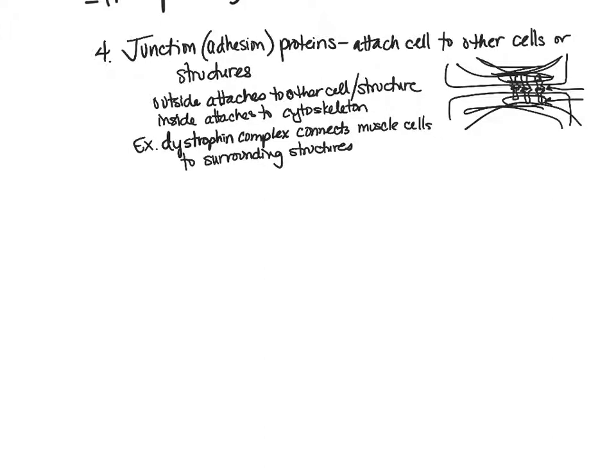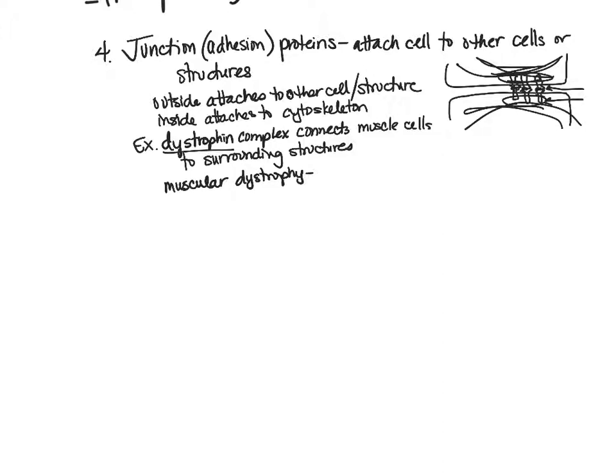So perhaps dystrophin is familiar to you, and this is because if we lose the dystrophin, if we don't have the dystrophin, then we have a disease called muscular dystrophy. And in muscular dystrophy, the muscle cells don't attach very well, and so we have a lack of muscle tone. We have some pain and some issues in the muscles.